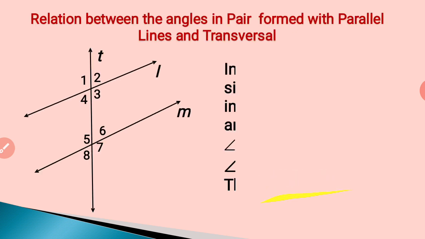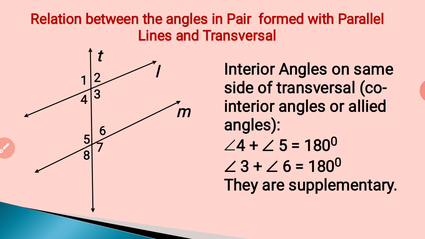Let us write the statements. Here we can say that angle 4 plus angle 5 equals 180 degrees and angle 3 plus angle 6 equals 180 degrees, because they are supplementary when the lines are parallel. With this, we come to the end of this topic.